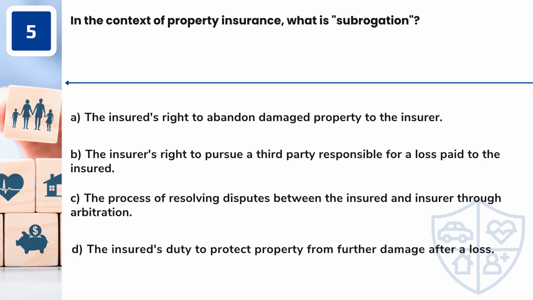Question 5. In the context of property insurance, what is subrogation? A. The insured's right to abandon damaged property to the insurer. B. The insurer's right to pursue a third party responsible for a loss paid to the insured. C. The process of resolving disputes between the insured and insurer through arbitration. D. The insured's duty to protect property from further damage after a loss.